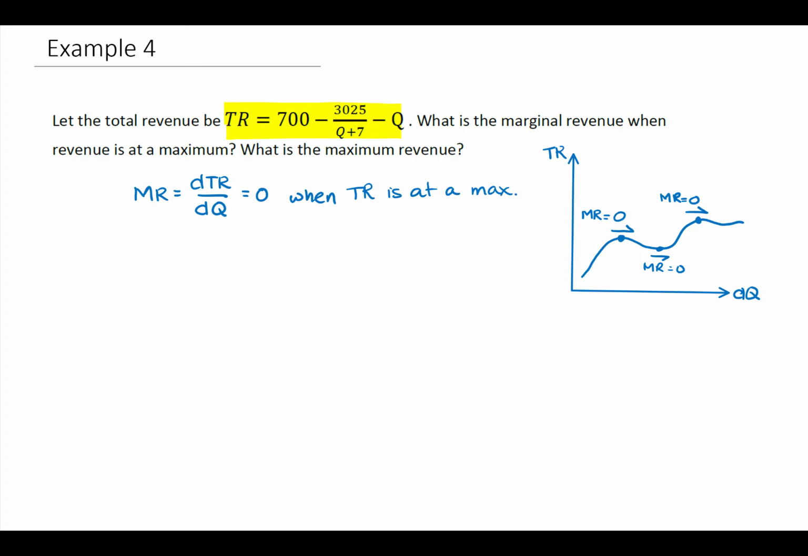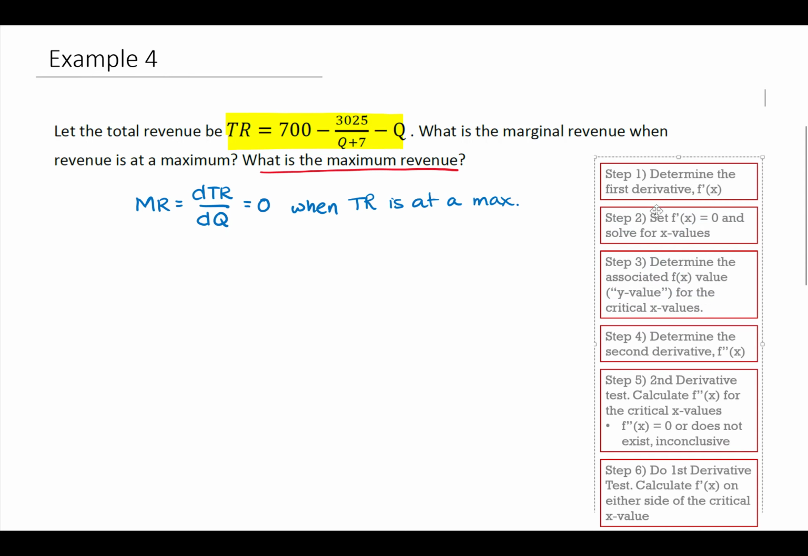Now the next thing this question is asking is what is the maximum revenue? What is our maximum revenue? Our function doesn't look like what I drew right here, but you can see that we can find where maximum revenue would be by examining where the marginal revenue, or the slope of revenue, would be equal to 0. Essentially, we're going to return to our process for optimization. So our first step will be to determine our first derivative, dTR/dQ, or that marginal revenue, given our function we have highlighted in yellow above.